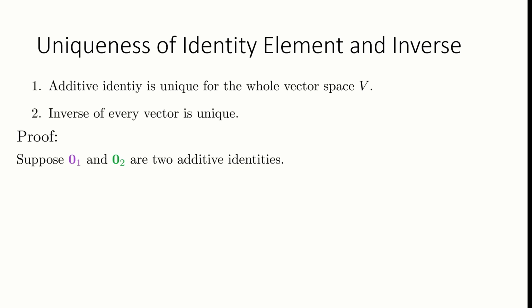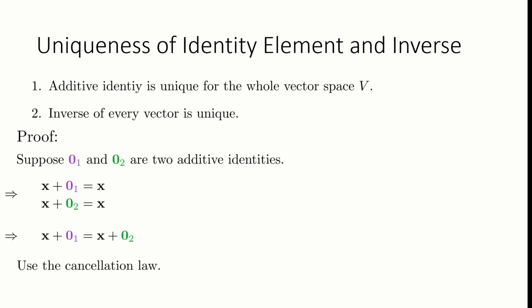Suppose 0_1 and 0_2 are two identity vectors in a vector space. This implies that x plus 0_1 is equal to x as well as x plus 0_2 is equal to x. It means that x plus 0_1 is equal to x plus 0_2. But from the cancellation law, this leads to the equality of 0_1 and 0_2.